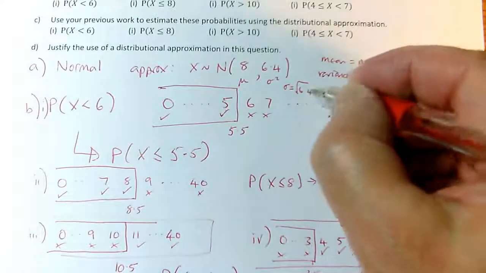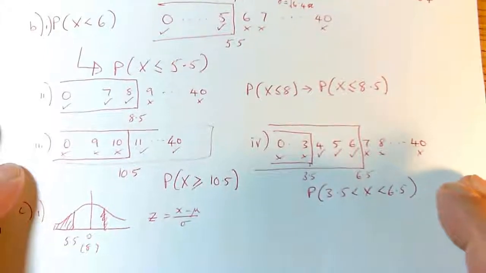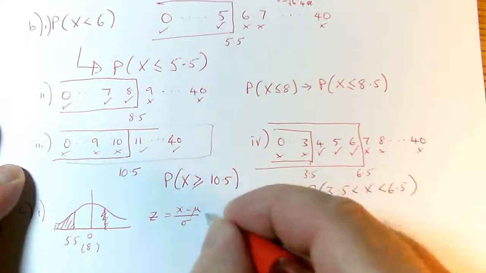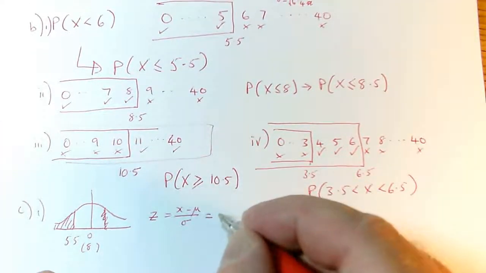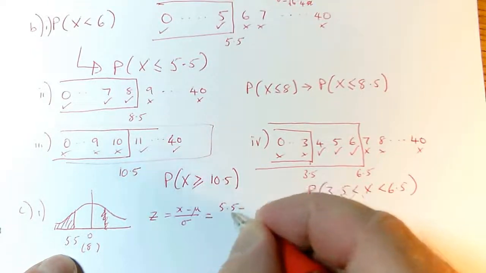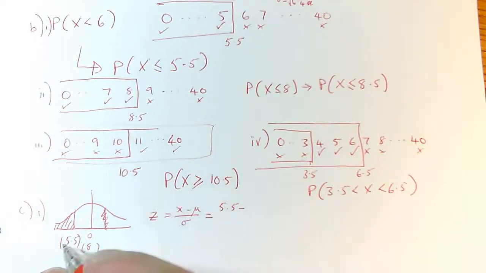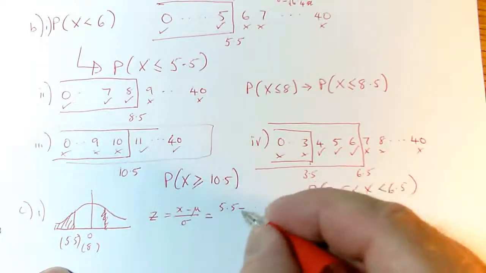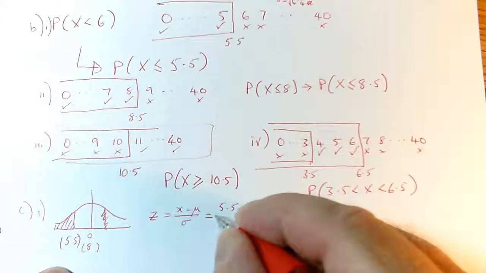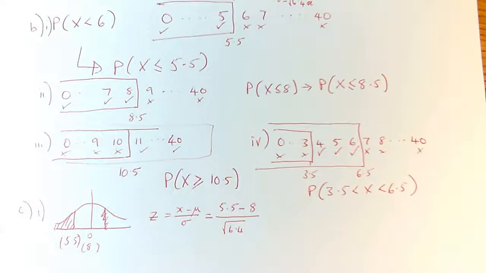Actually, I'm not going to bother to get a messy decimal for the square root of 6.4. It isn't a very nice number, but I can use square root of 6.4 in my formula. So my x value is 5.5 minus my mu value, the mean, which is 8. So that 5.5 should be in brackets, because it's an x value, not a z value. So (5.5 minus 8) over square root of 6.4, and because I'm on this side I'm expecting to see a negative value for z.